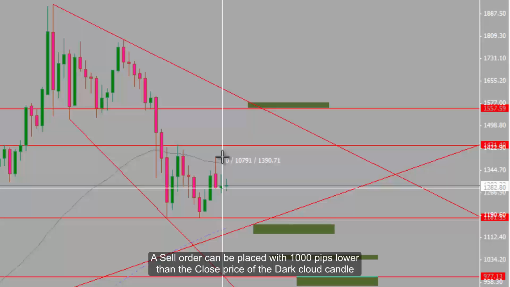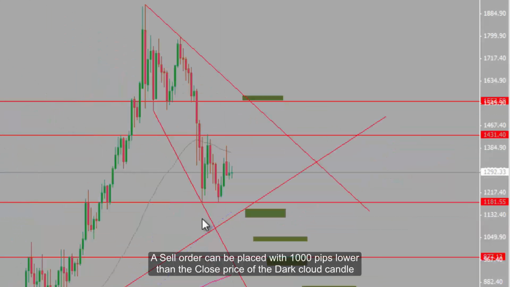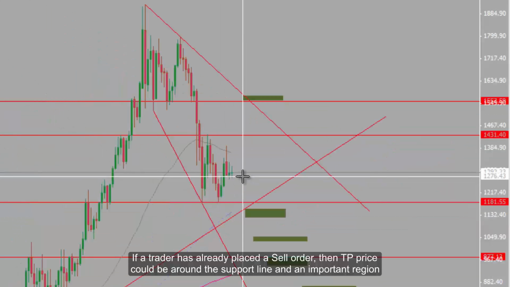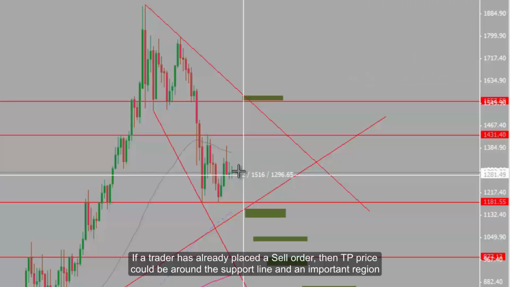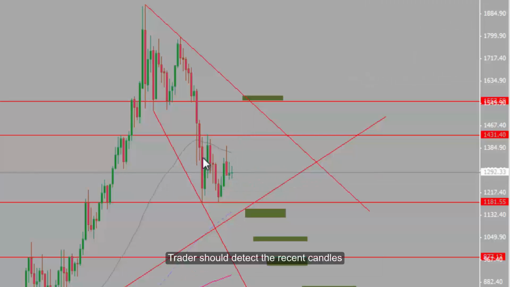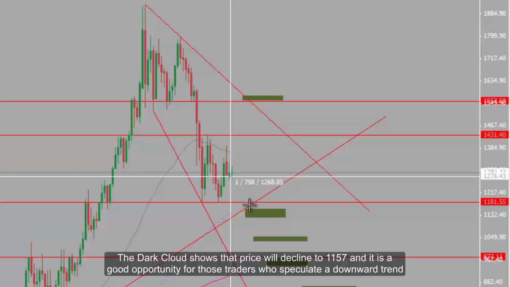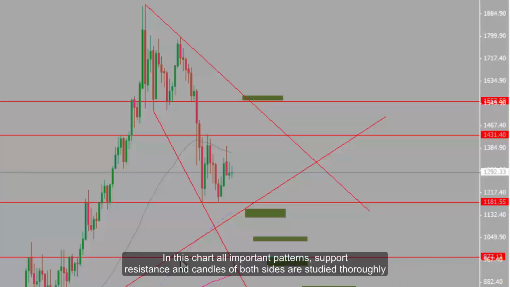A sell order can be placed with 1000 pips lower than the close price of the dark cloud candle. If a trader has already placed a sell order, then the TP price could be around the support line and an important region. A trader should detect recent candles. The dark cloud shows that the price will decline to 1157, and it is a good opportunity for those traders who speculate a downward trend. In this chart, all important patterns, support, resistance and candles of both sides are studied thoroughly.